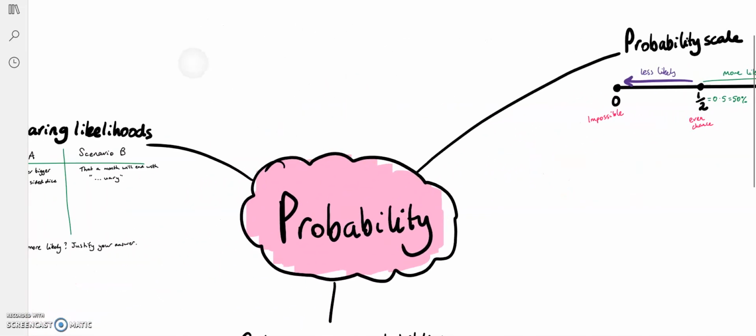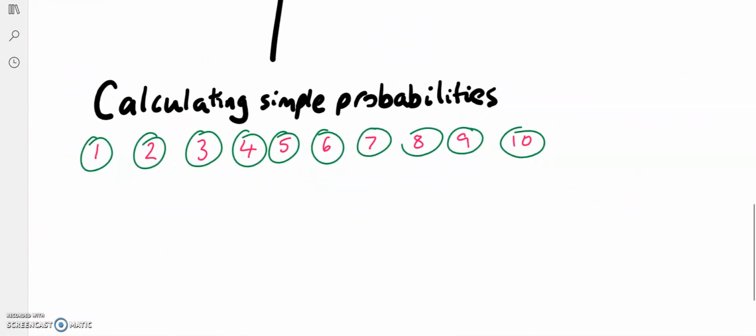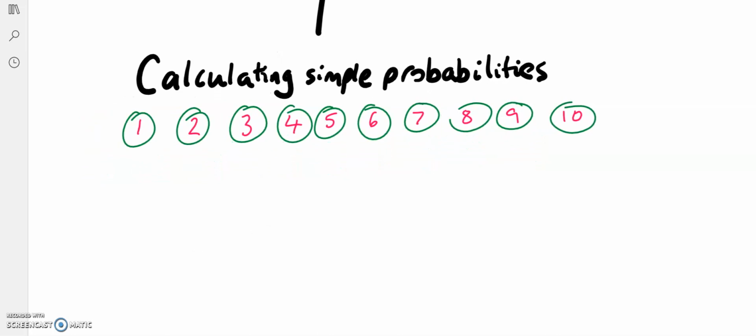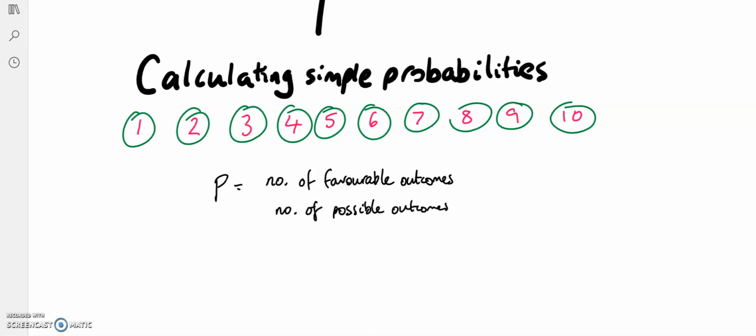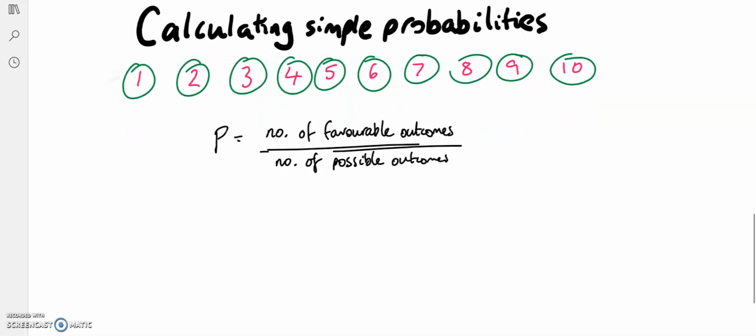So we're going to have a look at how to calculate simple probabilities. Essentially, to calculate a probability, I'm just going to write a little formula here. The probability of something happening is the number of favourable outcomes over the number of possible outcomes. Which is very, very wordy, but what I like to say to pupils is, okay, make it into a test score. If we make it into a test score, we can hopefully quite easily identify what the probability is.